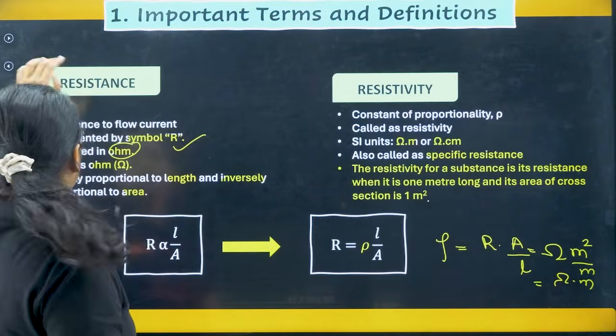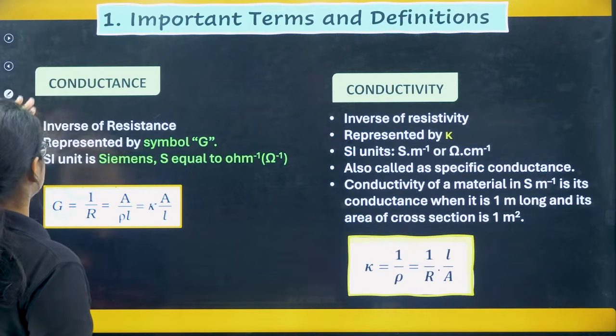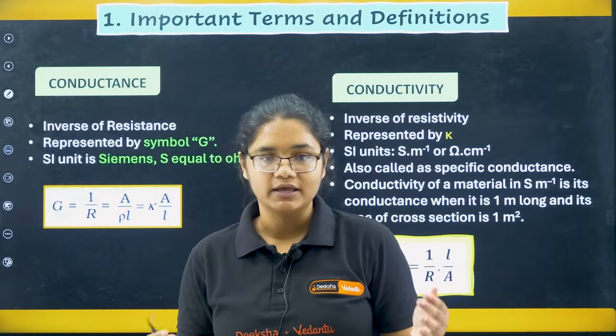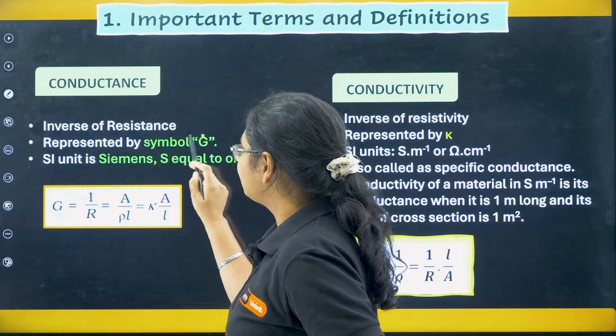So first two terms are over. Next I have two more terms, that is conductance. So what is conductance here? Conductance is very simple. You should know it is the inverse of resistance, and it is denoted by symbol G.